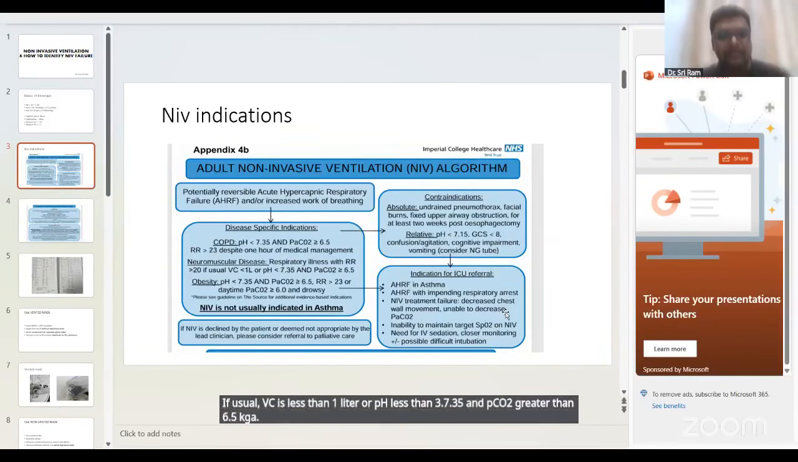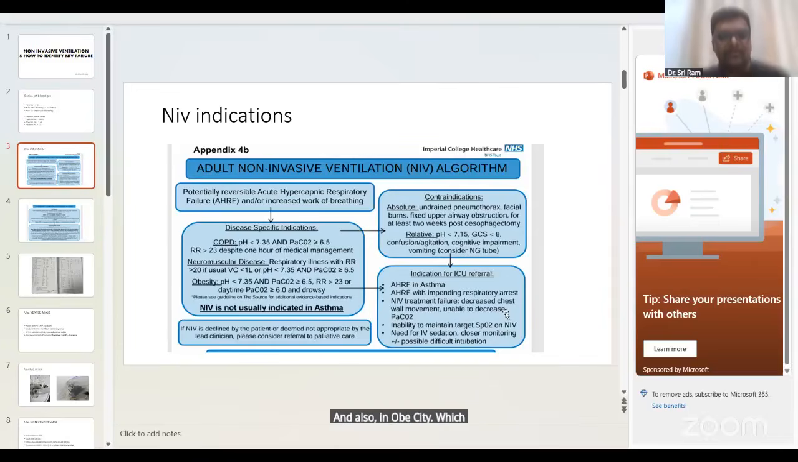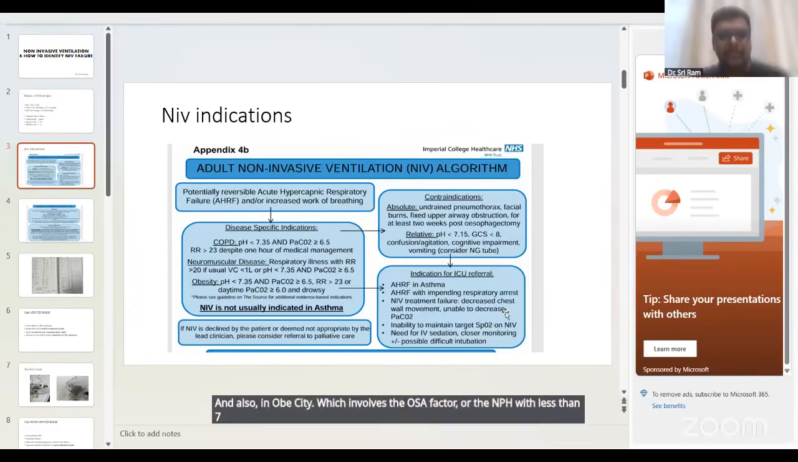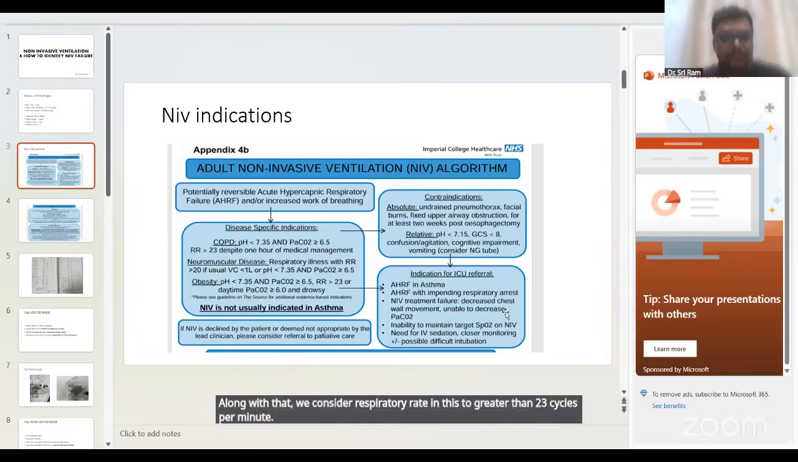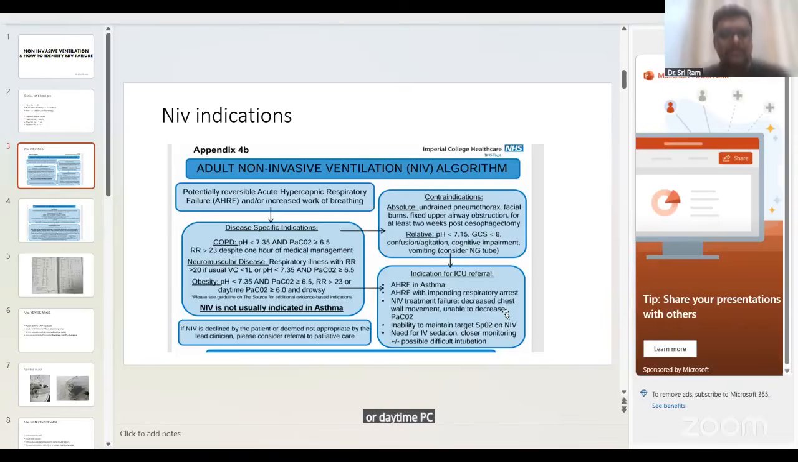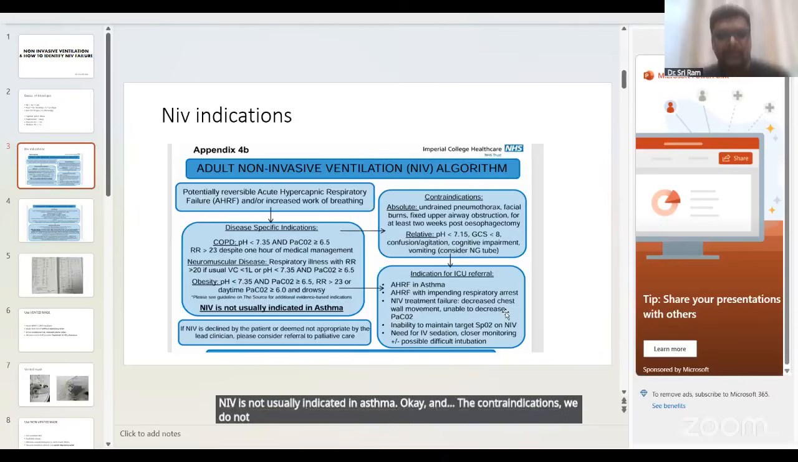Also in obesity, which involves the OSA factor, with pH less than 7.35 and PCO2 greater than 6.5. Along with that, we consider respiratory rate greater than 23 cycles per minute in these two, or daytime PCO2 greater than 6 and the patient is drowsy. NIV is not usually indicated in asthma. And the contraindications, when we do not use NIV.